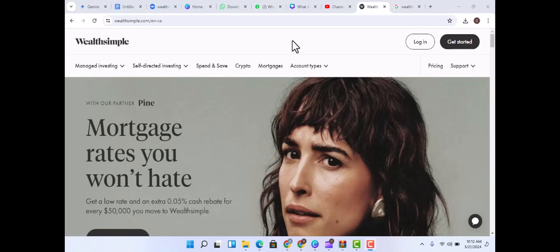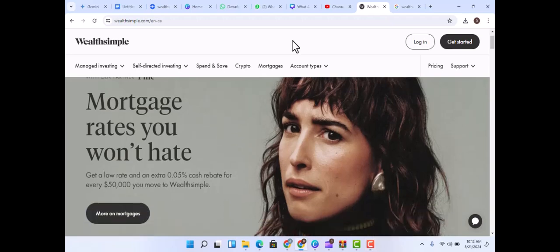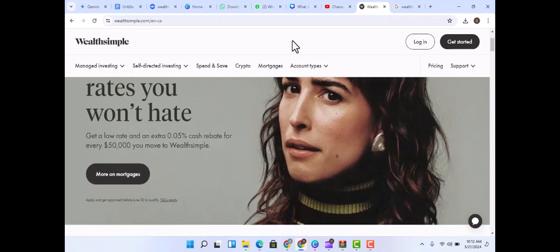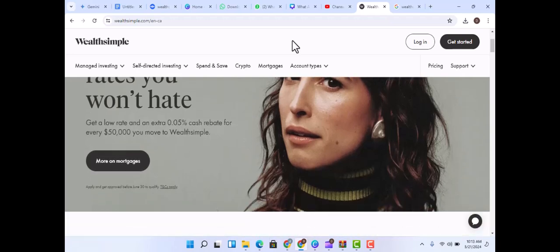Have you ever wondered what you're actually paying for with a robo-advisor like Wealthsimple? A lot of people choose these platforms because they're seen as a low-cost way to invest, and while that's true, it's not a one-size-fits-all answer. There are different fees and they work in different ways, so understanding them is key to maximizing your returns. Let's break down the three main fees associated with Wealthsimple Invest.